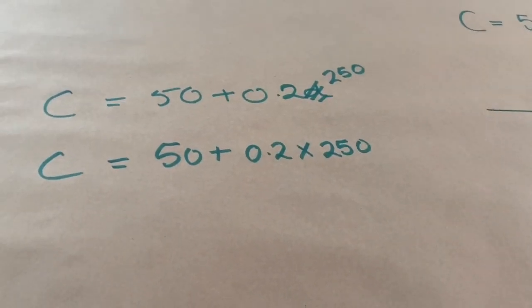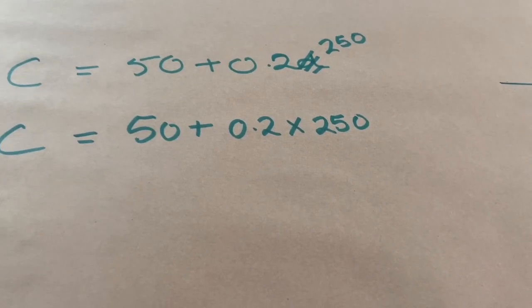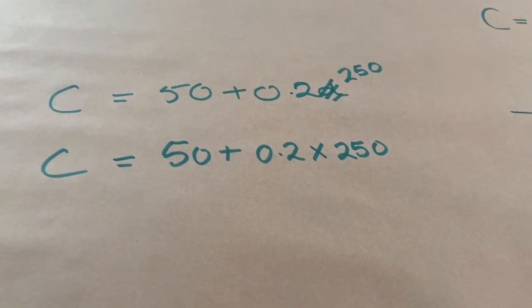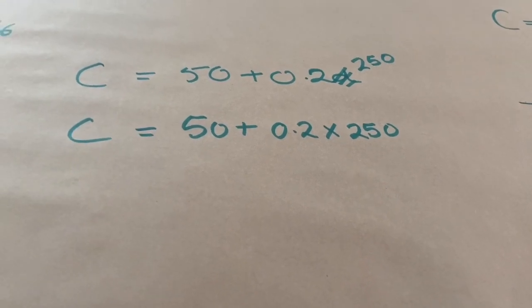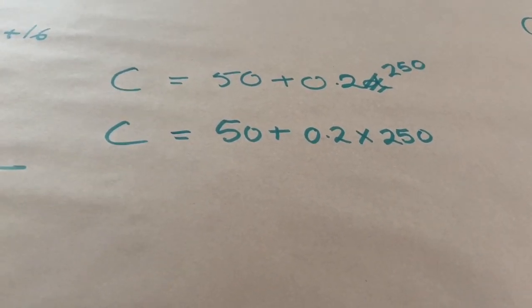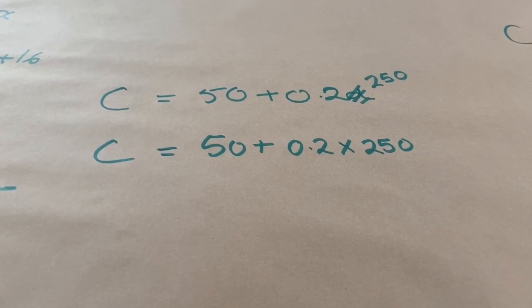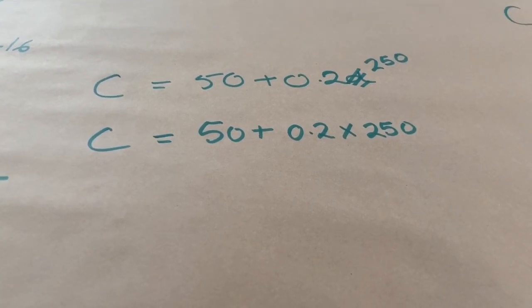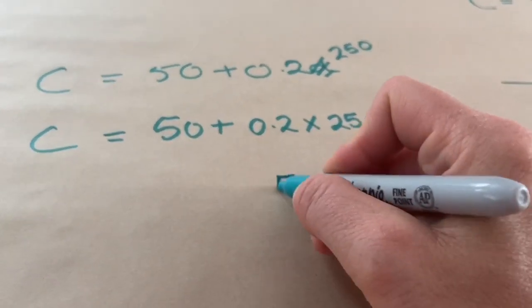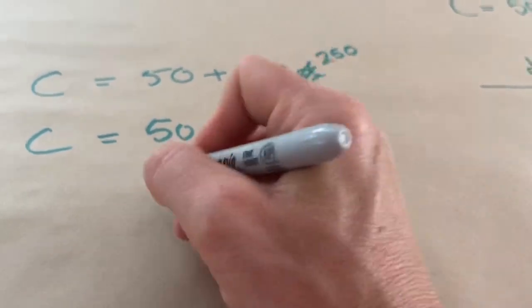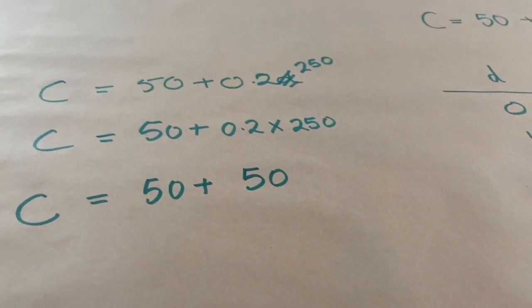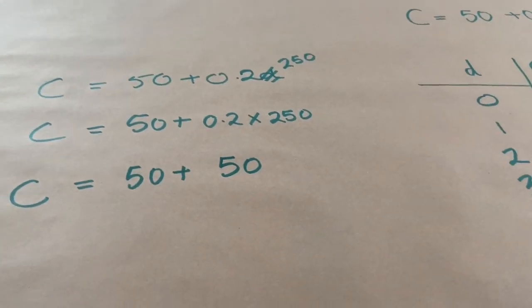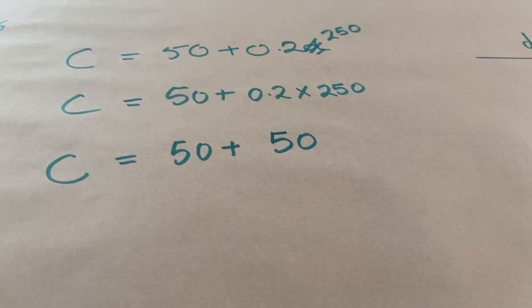Most calculators will do that for you, but you need to make sure that you're using BEDMAS. So 0.2 times 250, I believe, is going to give me $50. Is that right? I think that's $50. Those of you who are watching from home, maybe you can let me know if I made a mistake. I think 0.2 times 250 is going to give me $50.